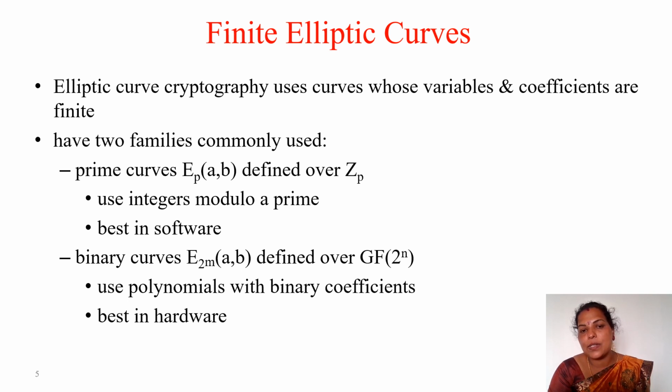Then binary curves, that is E2m(a, b), are defined over the Galois field of 2 power n. And this uses polynomials with binary coefficients, and these binary curves are mainly suited for use in hardware applications.